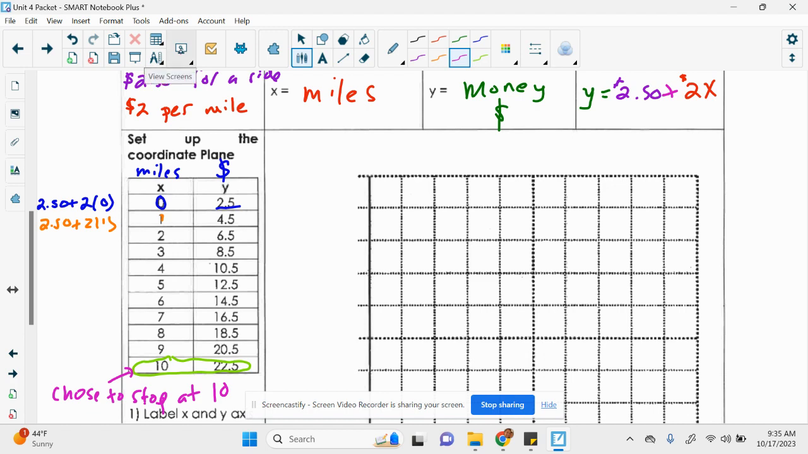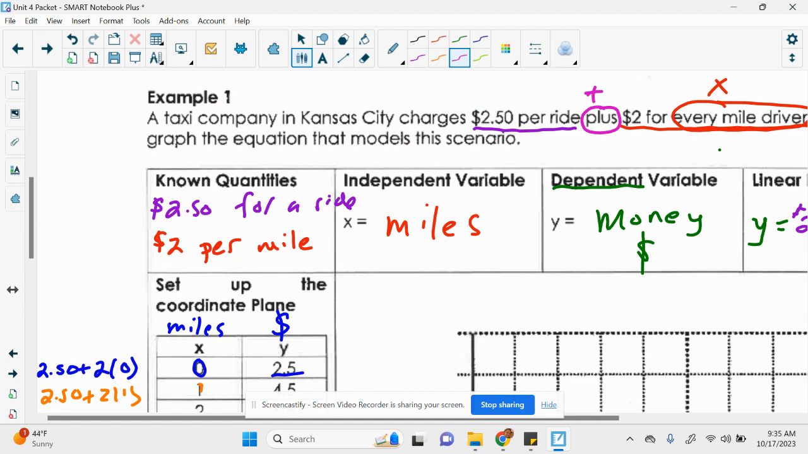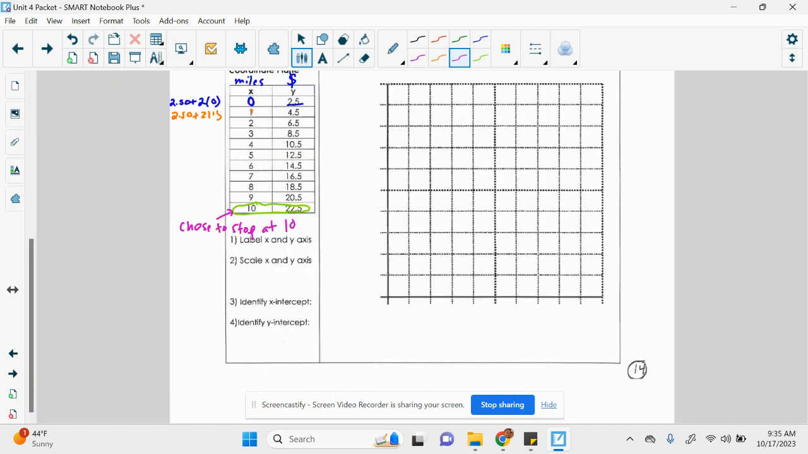So here's the deal. Ready? I'm going to make my screen a little bit smaller so you can see everything. Whoa, that's really big. Hold on. There we go. Much better.